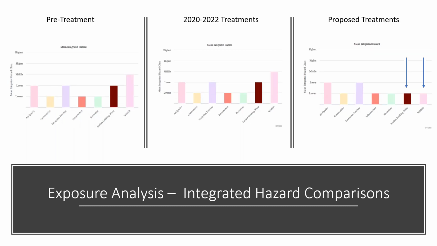Lastly, this is the integrated hazard comparison. When you combine them, the results show that the greatest reduction in hazard is in the surface drinking water and wildlife. The thing to note here is that surface drinking water and wildlife dropped to an overall lower class. One went from lower to lowest, and the other went from middle to lowest.